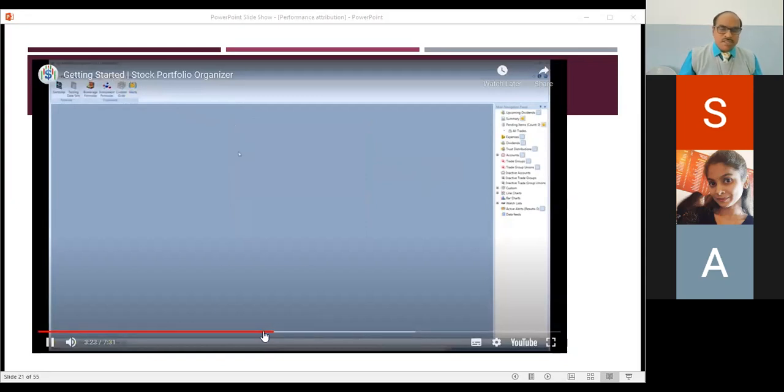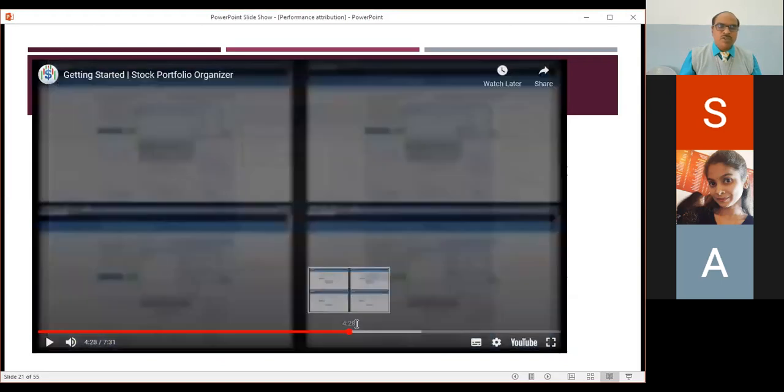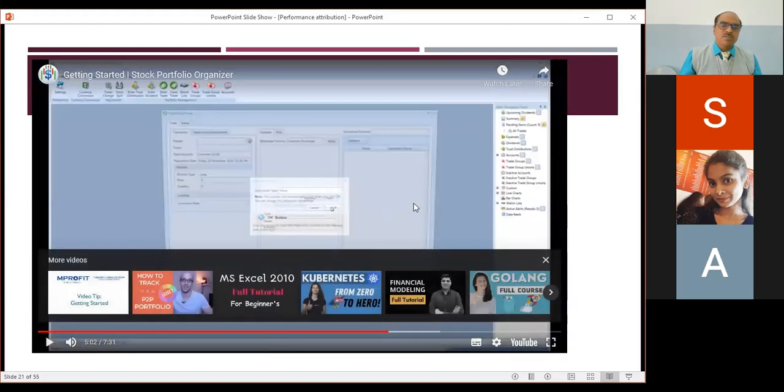Yes, this is how they are creating a portfolio organizer. This is a very good example of that. You can see.